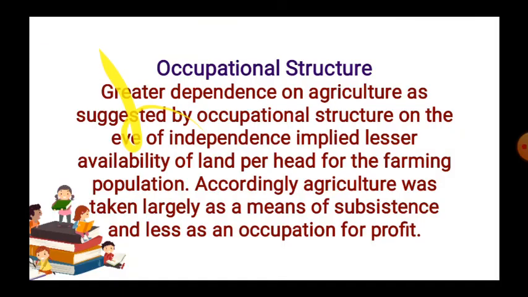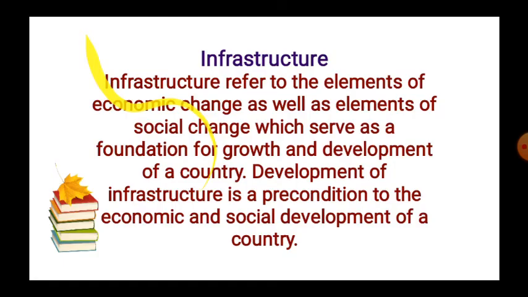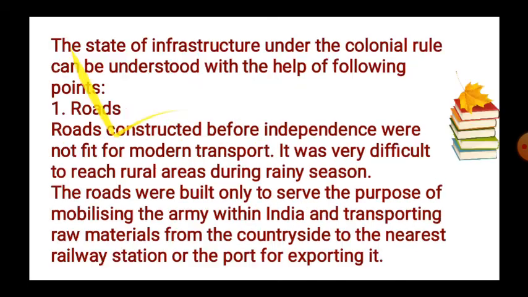Next, we can look into the state of infrastructure on the eve of independence. Infrastructure refers to the elements of economic change as well as the elements of social change, which serve as a foundation for growth and development of a country. Development of infrastructure is a precondition to the economic and social development of a country. Let us see what was the state of infrastructure under the colonial rule.